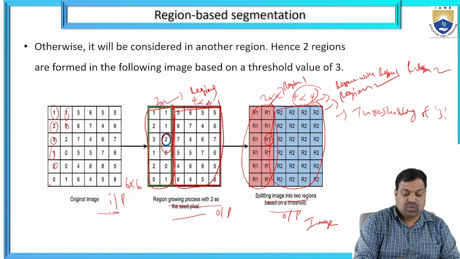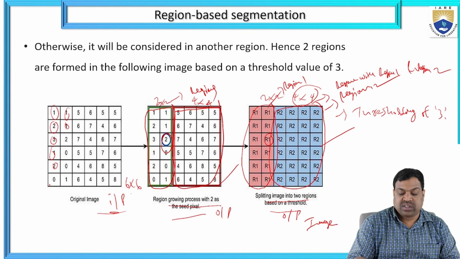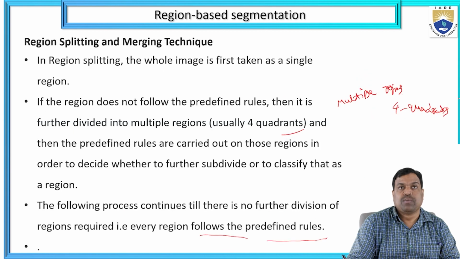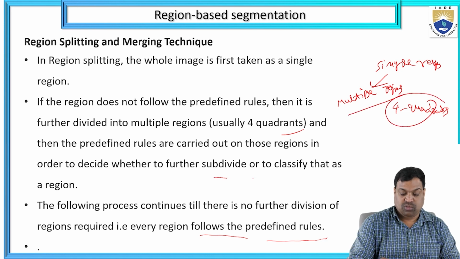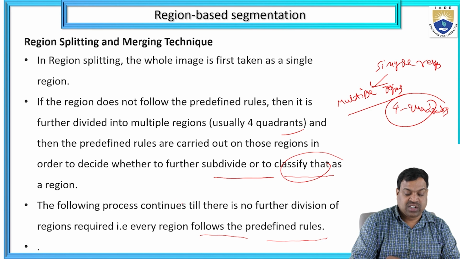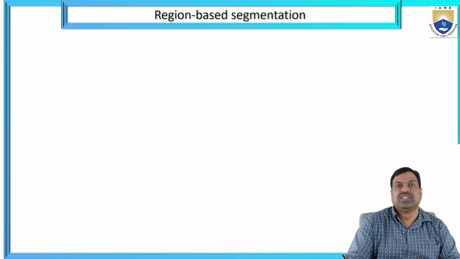It is one example of an original image with regions and segmentations. So we are splitting the image into regions. In region splitting and merging, we first take the image as a single region, and then convert it into multiple regions of 4 quadrants, subdividing and classifying each as a region. The process continues with further division of the required regions following predefined rules. In region merging techniques, we build segment regions into multiple regions or a whole region.